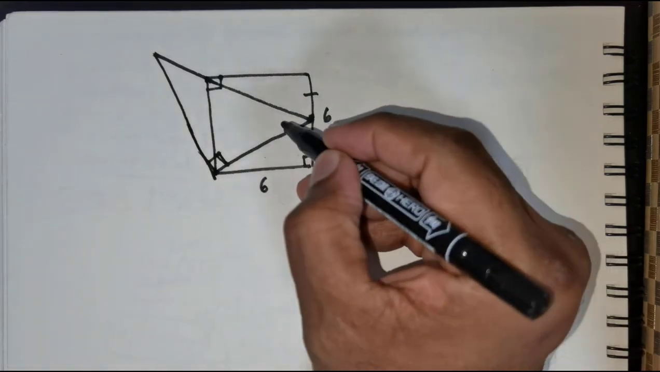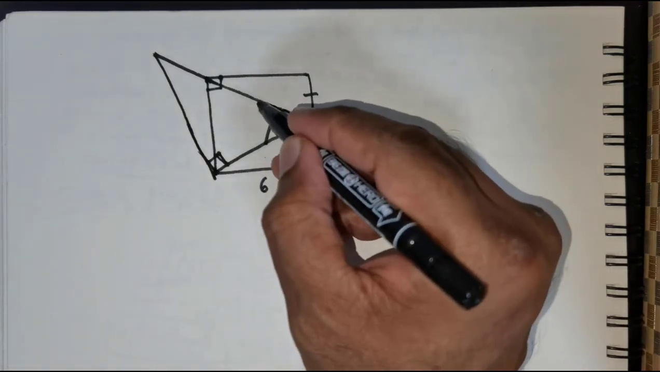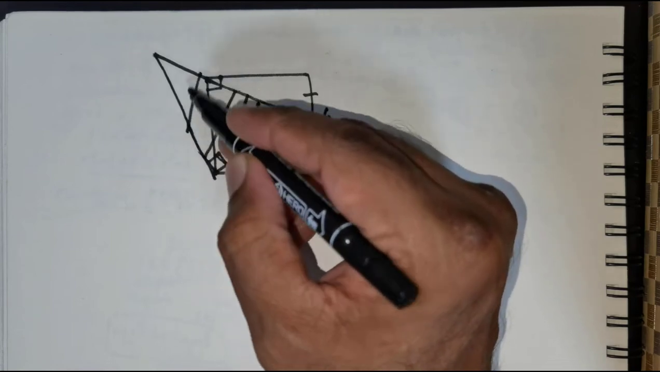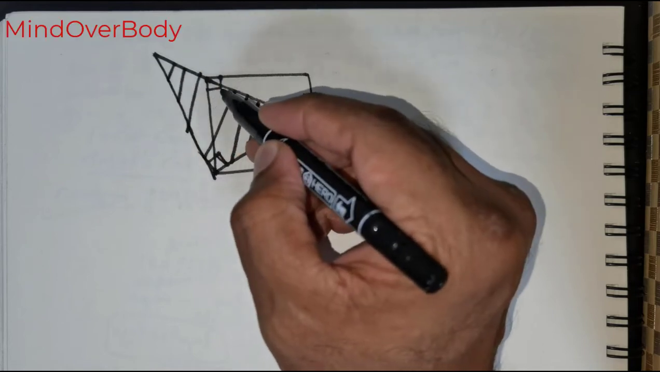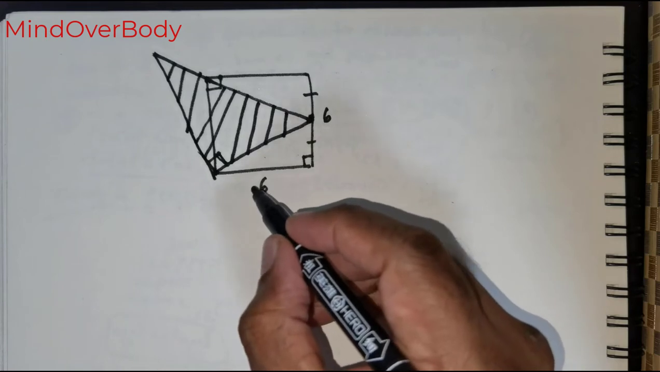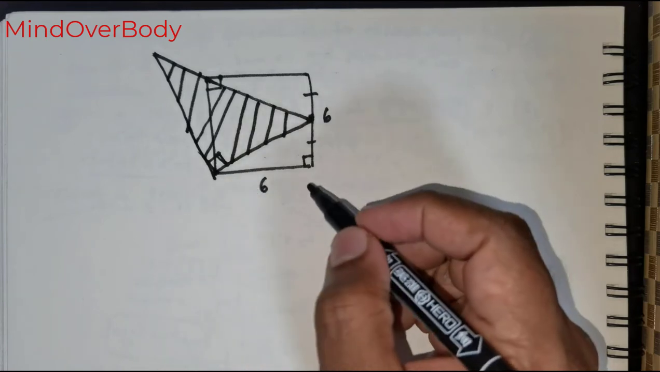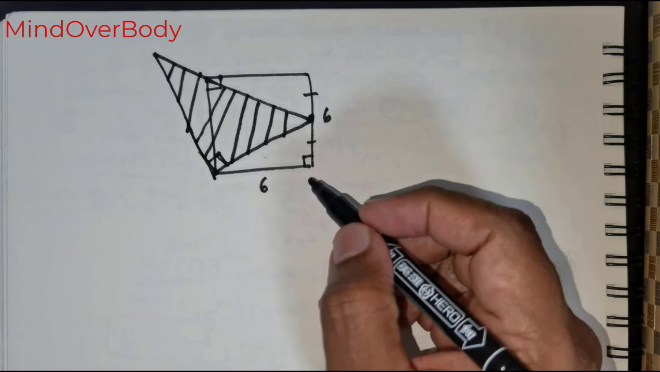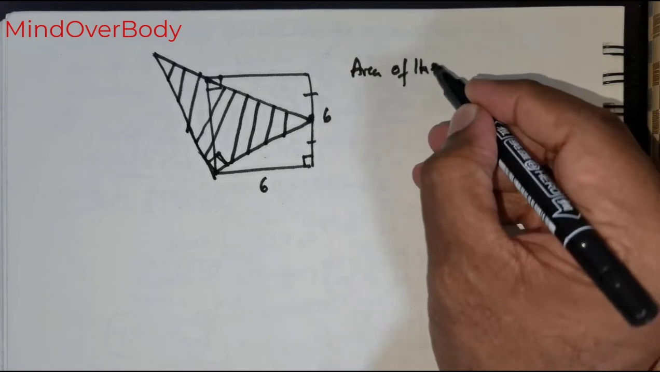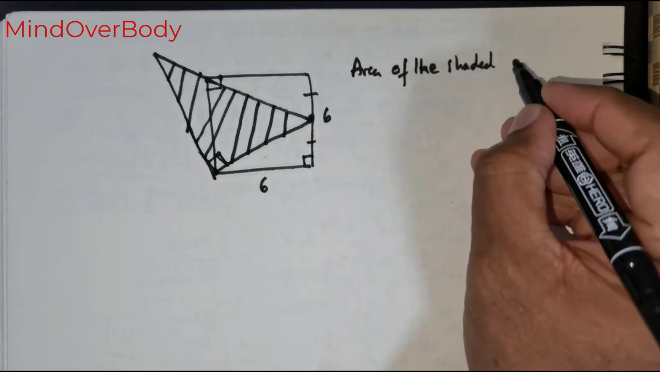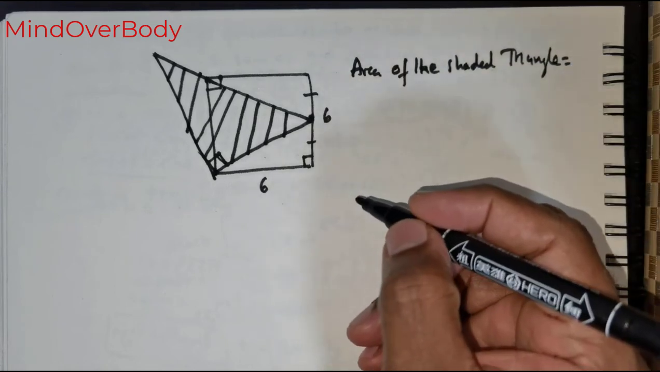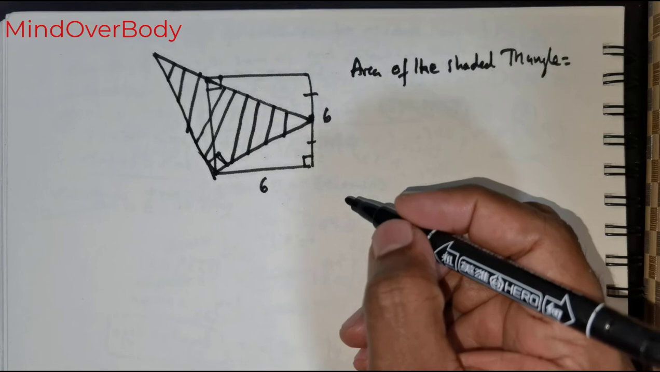Now the area that is required is this. This is the area we need, right? And all we have been given is the sides of the square, 6 units, that's it. And we are expected to find the area of the shaded triangle. So you can pause this video and try the solution for this question.